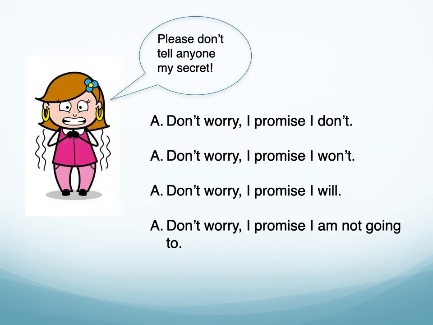So this girl is saying, "Please don't tell anyone my secret." So she doesn't want you going around and telling anybody her secret. So what would you say to her? Would you say, "Don't worry, I promise I don't"? Would you say, "Don't worry, I promise I won't"? Or C, "Don't worry, I promise I will"? Or D, "Don't worry, I promise I am not going to"?